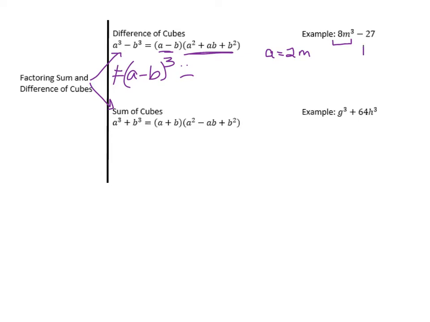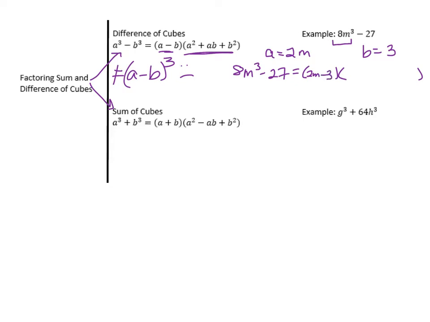Let's try b. What number times itself 3 times would equal 27? That's 3. So b equals 3. Once you know a and b, we're just going to follow that little parenthesis, big parenthesis rule. 8m cubed minus 27 equals a little parenthesis and a big parenthesis. In the little parenthesis, it's just a minus b. We'll write it out as 2m minus 3.